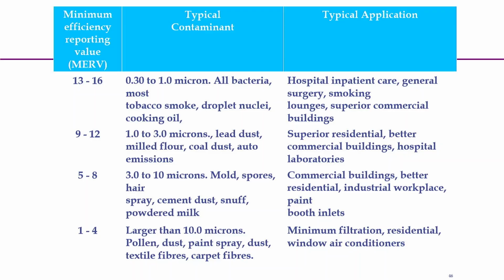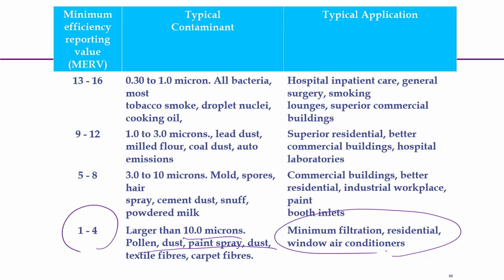Now, this guideline is very important. So, 1 to 4: larger than 10 microns will be arrested. These are different types of dust, pollen dust, paint spray, and minimum filtration residential window air conditioner we can use, where a very high air flow rate with lower pressure is required. So, from the environment, large particles are arrested here.